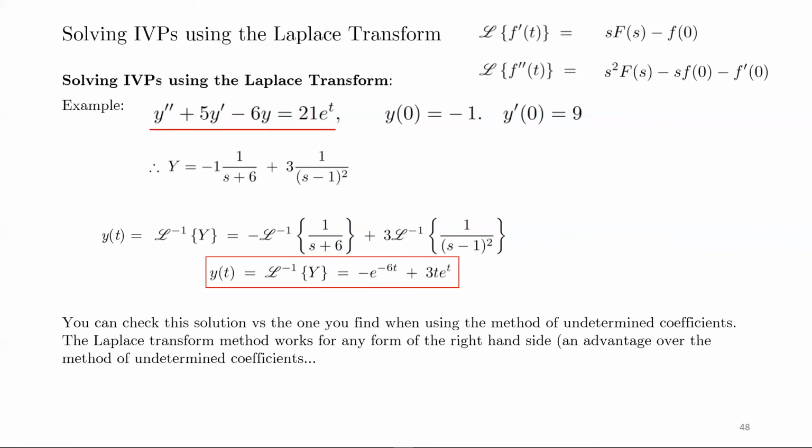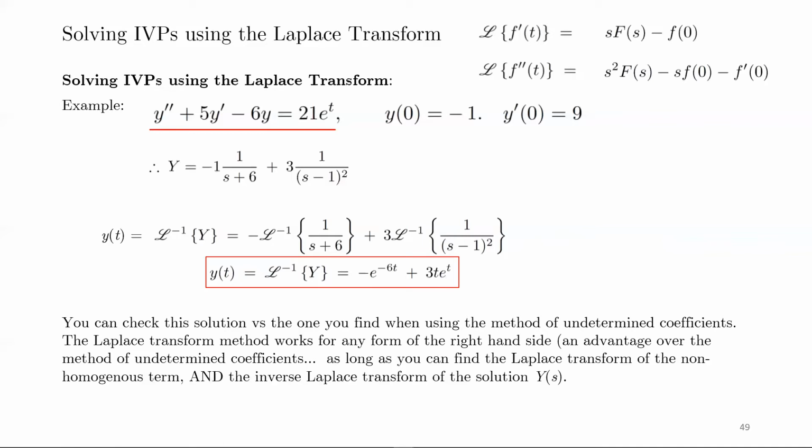Okay, so the Laplace transform method works well for any form of the right-hand side, which is an advantage over the method of undetermined coefficients, as long as we can find the Laplace transform of the non-homogeneous term, or the right-hand side of the ODE, and as long as we can find the inverse Laplace transform of the solution Y of s. So there is some advantage to using this Laplace transform method.